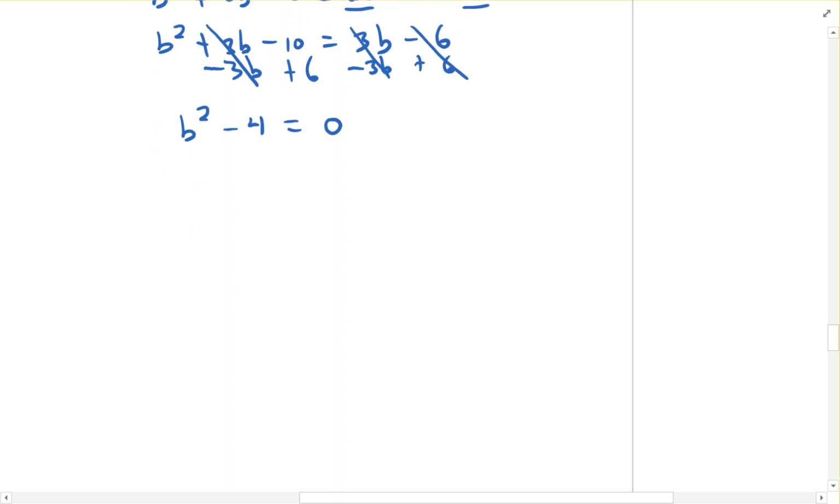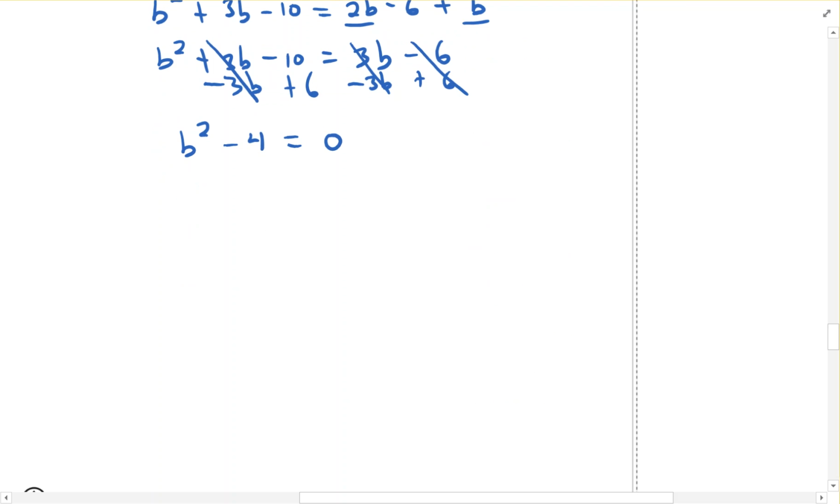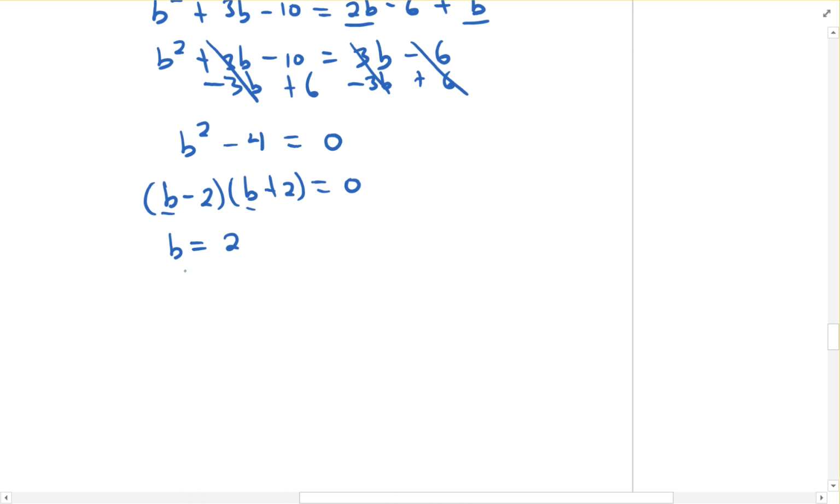Now, 2 ways to handle this. You can think about this as a difference of squares, right? Because b squared minus 4. This would be b minus 2 times b plus 2 is equal to 0. And I can see that my answers then would be positive 2 and negative 2. So b is equal to 2 and b is equal to negative 2.